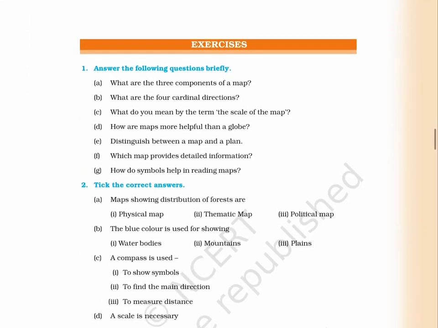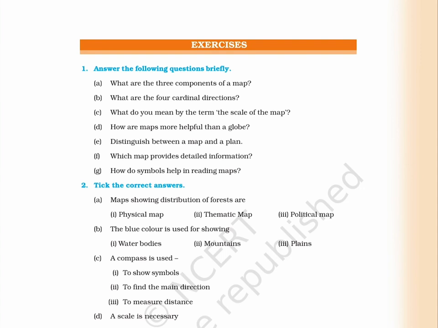Page number 28. Exercises. 1. Answer the following questions briefly. A. What are the 3 components of a map? B. What are the 4 cardinal directions? C. What do you mean by the term the scale of the map? D. How are maps more helpful than a globe? E. Distinguish between a map and a plan. F. Which map provides detailed information? G. How do symbols help in reading maps?